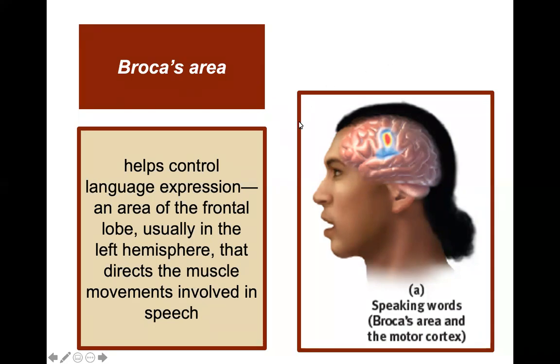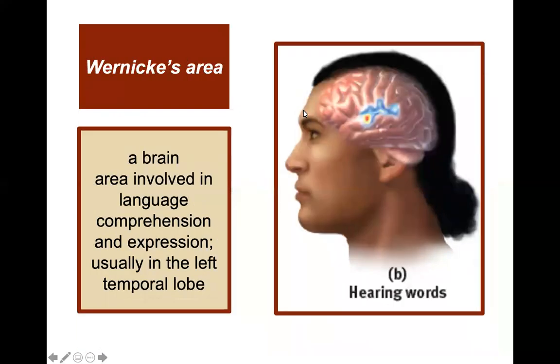Broca's area helps control language expression, an area of the frontal lobe, usually in the left hemisphere, that directs the muscle movements involved in speech. So there are problems speaking if there's damage to Broca's area. Wernicke's area is a brain area involved in language comprehension. So rather than the expressive part, it's the receptive part. Usually in the left temporal lobe.